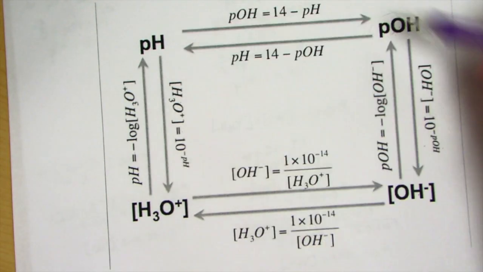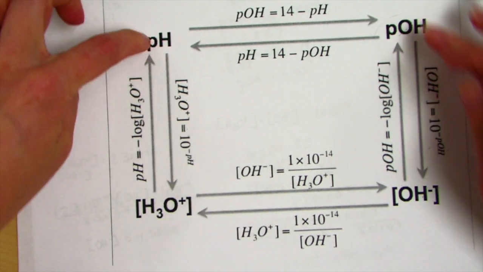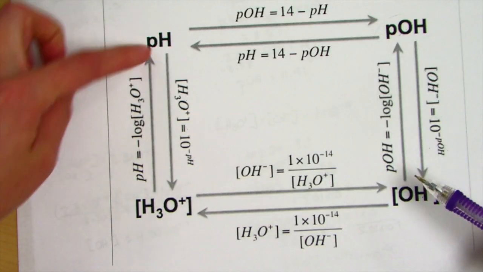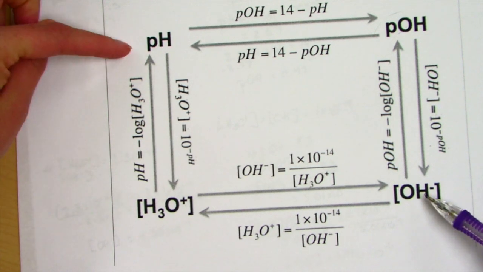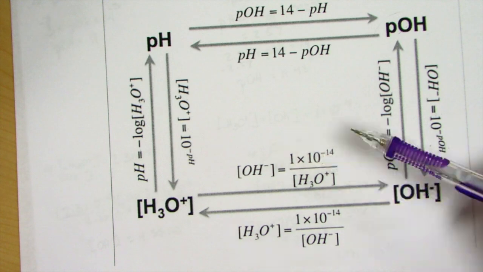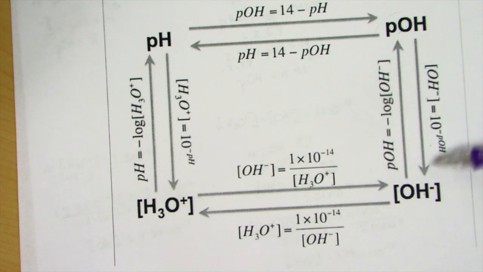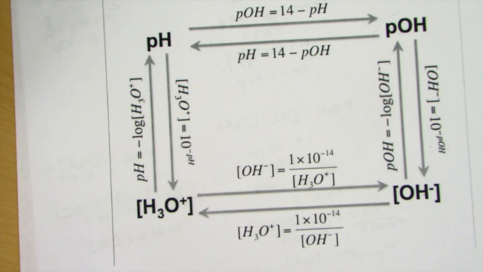So again, these were just sample problems of working our way through from concentration to concentration, or pH, pOH, trying to figure out OH minus from pH. The paths you use in working on this worksheet or working through this graphic is totally up to you. Just make sure that you're following the arrow and using the equation that goes with that.